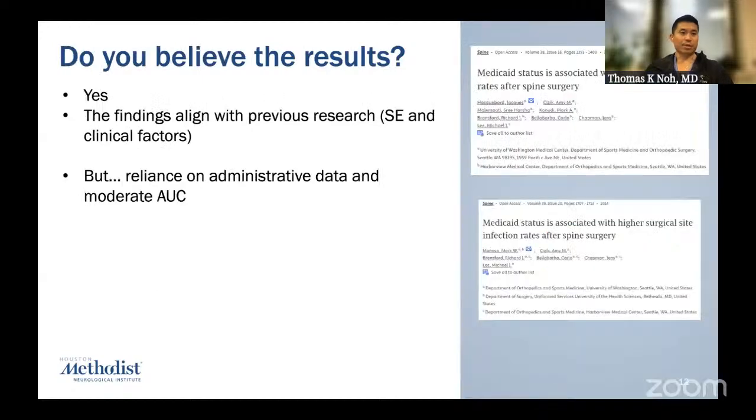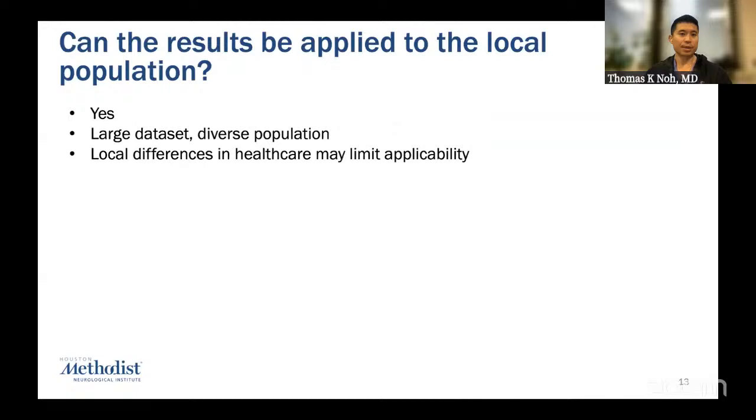So do I believe the results? Yes, I thought so. It aligns essentially with what we know from previous research. Medicaid status, for example, was something that had been looked at previously and was the first thing to pop up. But again, this is relying very heavily on administrative data, and again, going back to the moderate area under the curve.